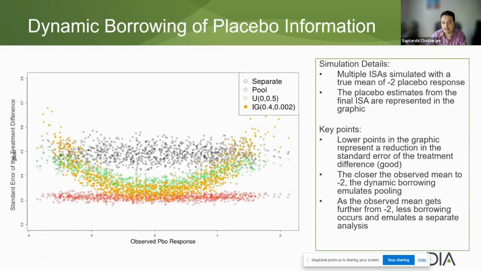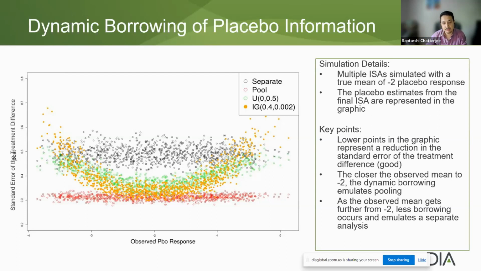If we go to the next slide, we have a similar idea. Here on the x-axis we have the observed placebo response, similar to the previous one, but on the y-axis we have the standard error of the treatment difference, to see the impact not only on the placebo estimate itself but also on the treatment difference. We are not looking at the mean treatment difference; we are looking at the standard error, to see whether the precision in decision making changes with the borrowing or not. In this situation, we considered multiple simulations, where -2 is the placebo response that we assumed for all ISS, which is of course an assumption of the truth. Then there would be some observed placebo response that deviates from -2.